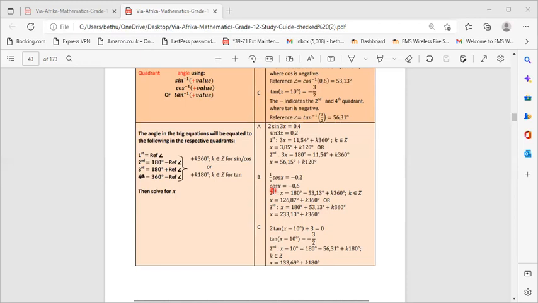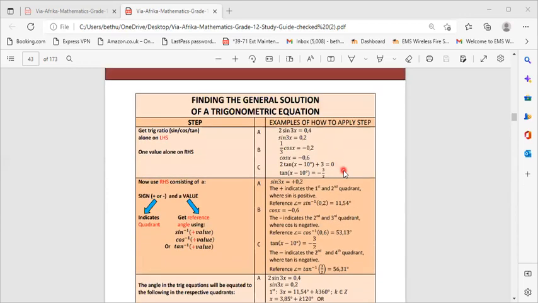Next example I want to take you through. I hope you guys are still energized. Let's go. So the third example, kindly write down for me 2 times tan, open bracket, x minus 10 degrees, close bracket, plus 3 is equal to 0.